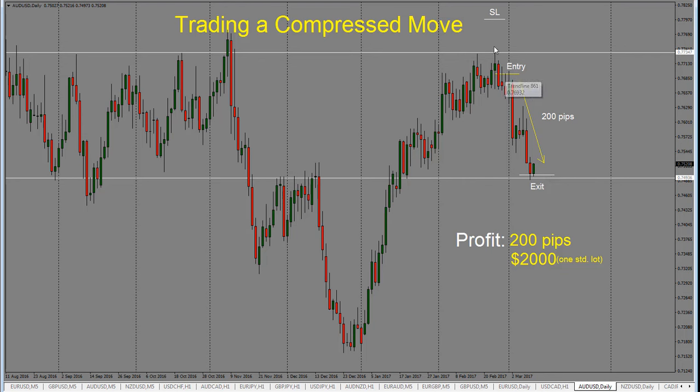So our entry would be on the pullback. We are looking for a nice bearish candle, look for a pullback, and then we place our limit order to exit the trade at the next important support and resistance area, which in this case will be the bottom here. So from entry to exit in this particular trade, it's 200 pips, which is $2,000 if trading one standard lot.